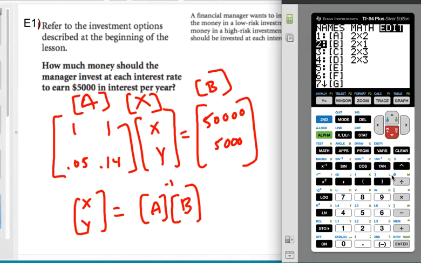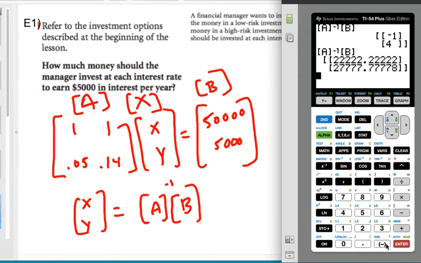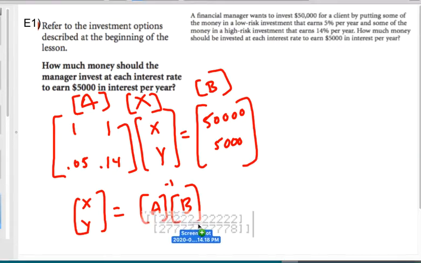I'm going to go over to edit. I'm going to go down to B, and this one's a 50,000 and a 5,000. I'm going to quit out, and then look, I already have A inverse times B, so I'm just going to hit enter. So I end up with this answer right here. I'm going to drag that on because I'm lazy. Okay.